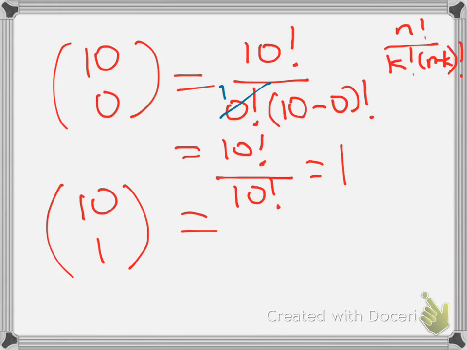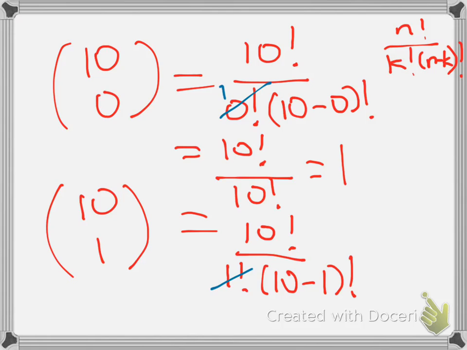So let's now calculate 10 choose 1. Again, we're going to do 10 factorial over 1 factorial times 10 minus 1 factorial. And now 1 factorial is just equal to 1. So just like before, we can cancel that out. 10 minus 1, of course, is 9. So we end up with 10 factorial divided by 9 factorial. I don't have a lot of room to write this out. I'll try to squeeze it down here.